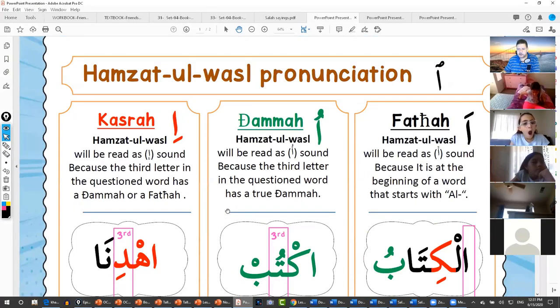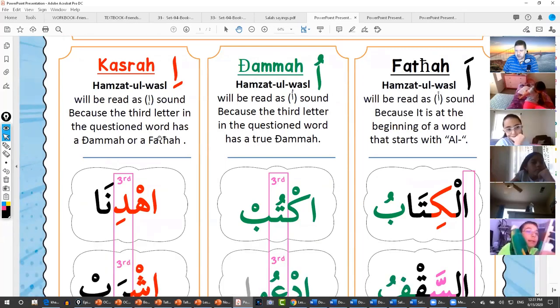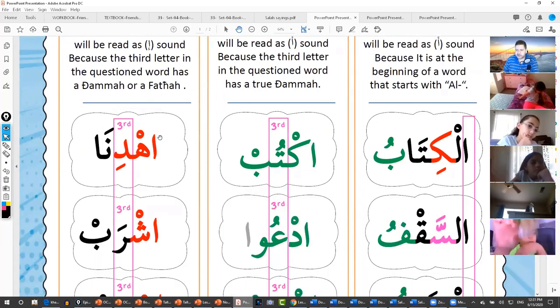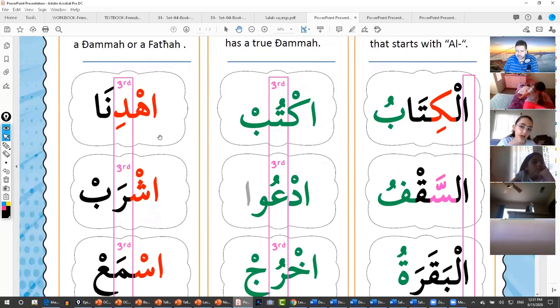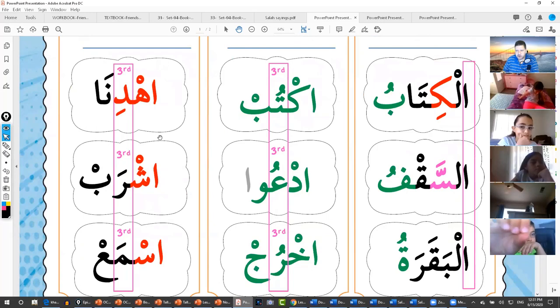Look here, Adam. Aliful Wasl, sometimes I read it as A with Fatha, or U with Dhamma, or E with Kasra. When do you read it as Fatha? Everyone, pay attention, please. This is very important. This rule is very important in Quran and in Arabic too. When I have an Alif with nothing on it at the beginning, followed by Lam, you must read it with a Fatha.